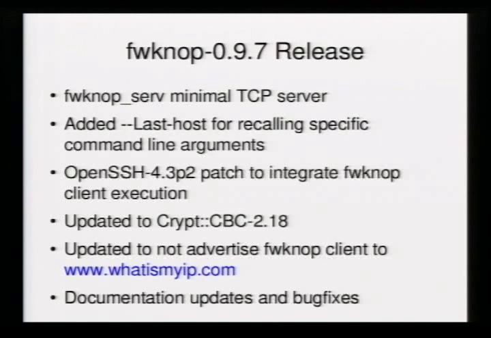I ported the OpenSSH patch to OpenSSH 4.3p2. I'll give a demonstration of this a little bit later. There was a vulnerability in the cryptcbc module where the initialization vectors would result in weak encrypted data, so I needed to update that. Updated also not to advertise the FWKNOP client to whatismyip.com. We will see that we're able to use automatic resolution against whatismyip.com in order to tell what the external address may be that you're going through if you're behind a NAT.